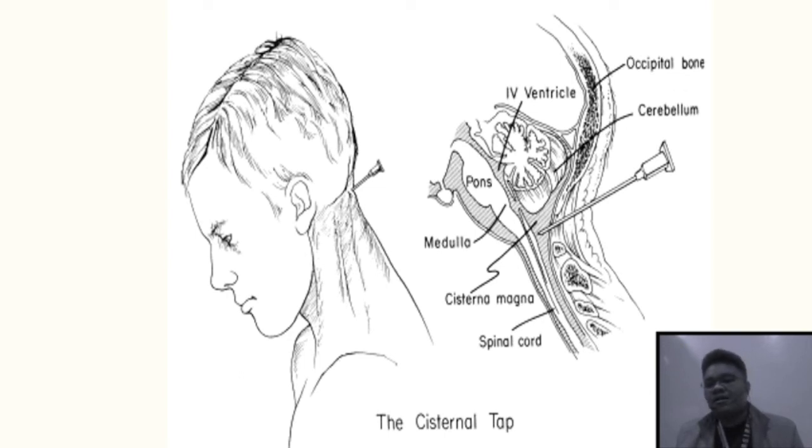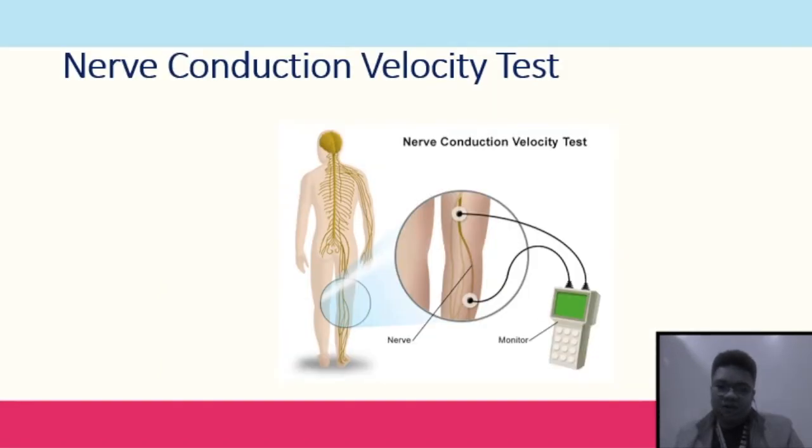So class, its purpose also is to do your CSF analysis. If you would look at it, due to its close proximity to the brain, this is usually used, class, for diagnosis of meningitis. The next test is your nerve conduction velocity test. So class, your nerve conduction velocity test, also known as your nerve conduction study, would measure how fast an electrical impulse would travel through your nerve.